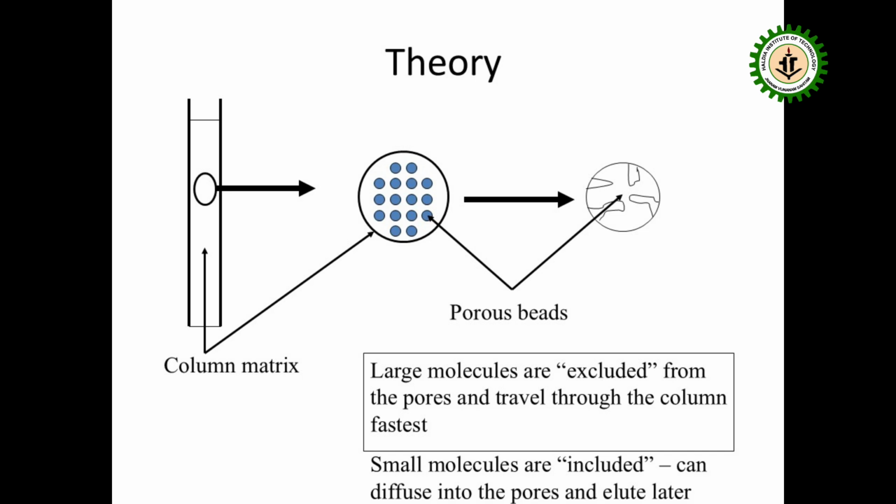In gel filtration chromatography, the theory behind it involves the column matrix we use. The column may be made of glass, polypropylene or any metal material that is hollow and can hold the porous beads or gel filtration media. The large molecules are excluded from the pores and travel through the column fastest, and the small molecules can diffuse into the pores and elute later.